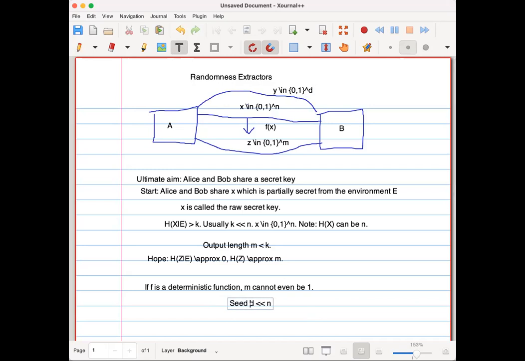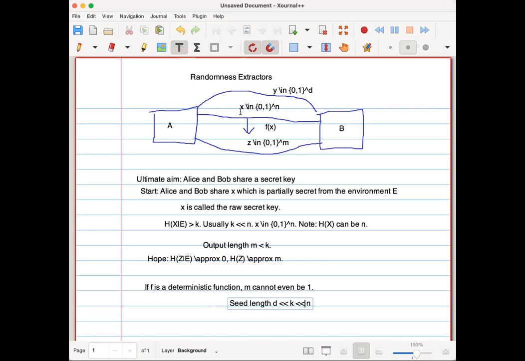So the idea is, when it is time to extract, Alice creates a random string y of length d, and d is much smaller than n. In fact, let us say d is much smaller than even k, which is much smaller than n. So d is just a little bit of extra randomness. She creates a random string y, which is independent of everything else, independent of E, independent of the old x.